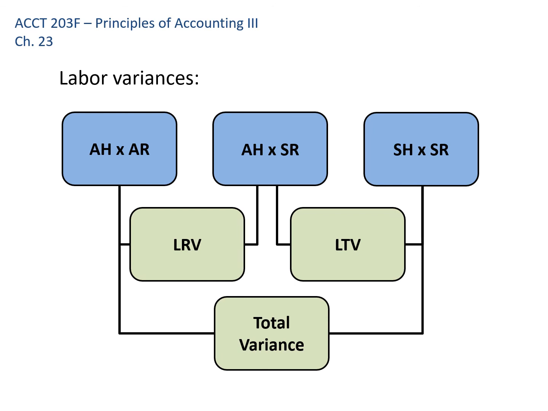So again, in the middle, I pull the AH from the left side and the SR from the right side. So now I'm holding the hours the same, and I'm looking at the difference in rates. That'll give me the labor rate variance. And again, did I pay workers more than what I intended or less than what I intended? Now when I compare the difference between the middle and the far right, I'm holding the standard rate the same, and I'm looking at the difference in hours. So were they more efficient or less efficient than what my plans were? That'll give me the labor time variance, which gives me the total variance.